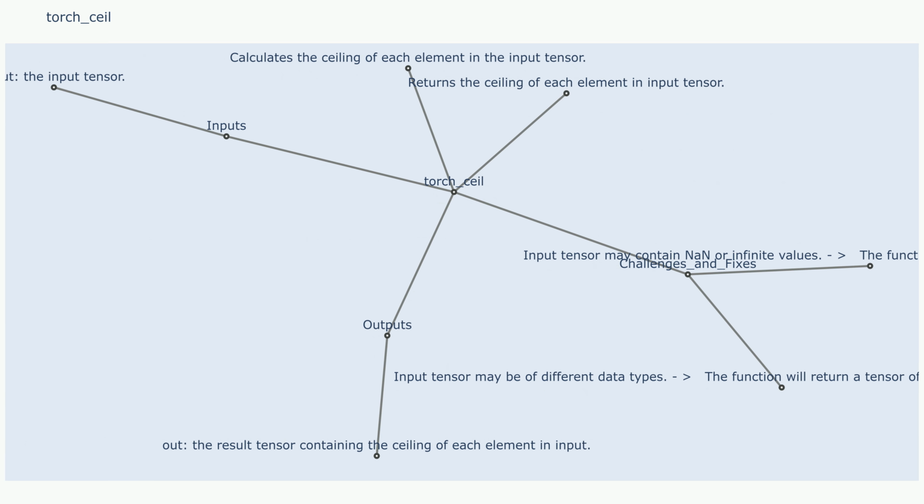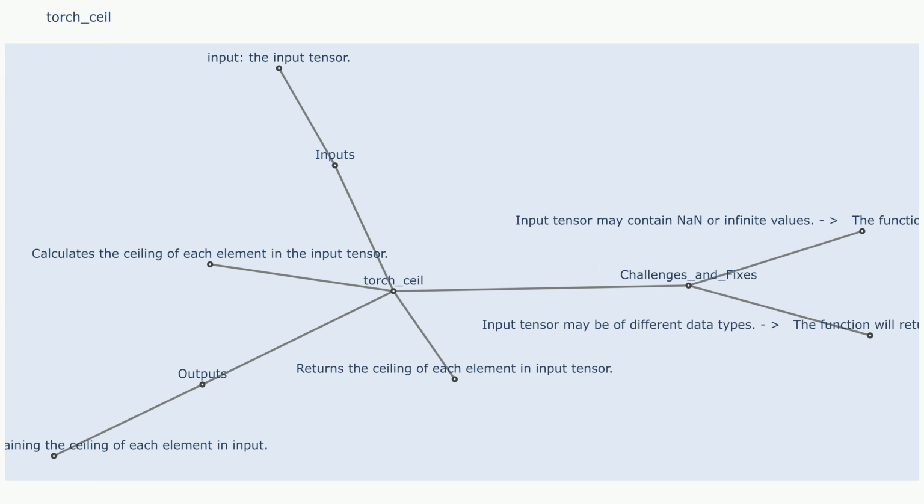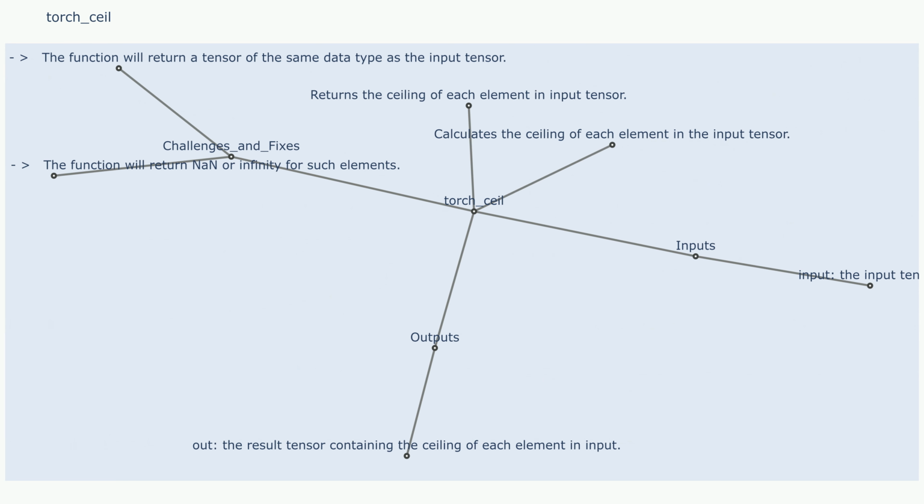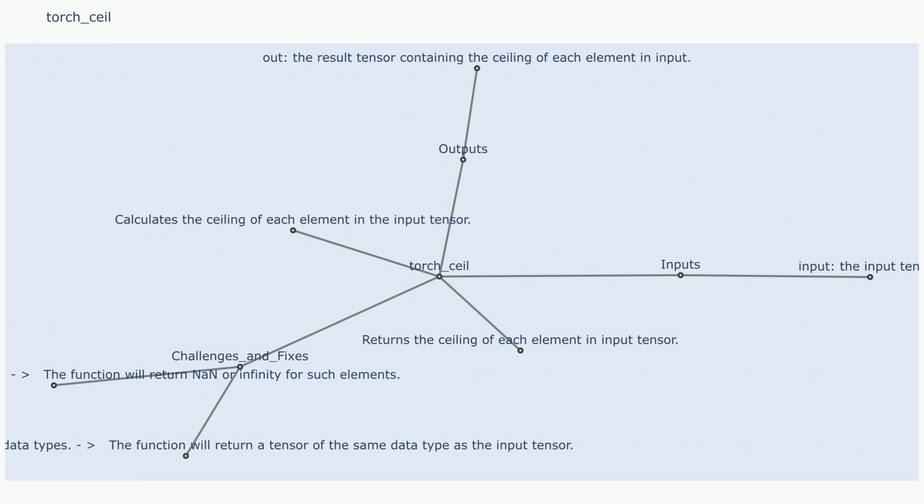Challenge 2. Handling complex numbers. The ceil function is not defined for complex numbers. Sample use case that resulted in challenge 2. If the input tensor contains complex numbers, the ceil function will raise an error. Fixes to challenge 2. To handle complex numbers, you can separate the real and imaginary parts of the complex numbers and apply the ceil function separately to the real parts.